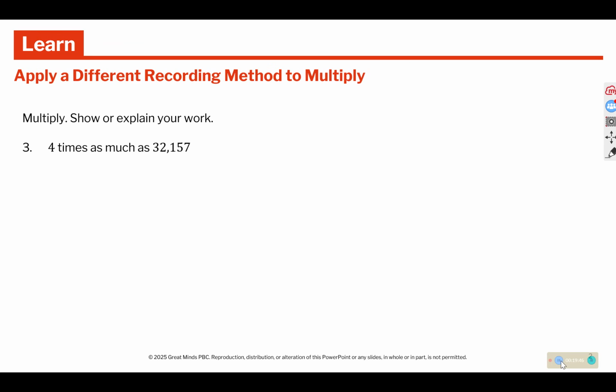For number 3, multiply, show or explain your work. 4 times as much as 32,157. You just saw several methods to multiply in the last problem. Pick which one makes the most sense to you and try multiplying 32,157 by 4.